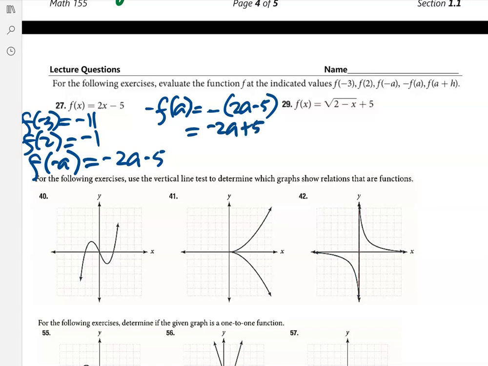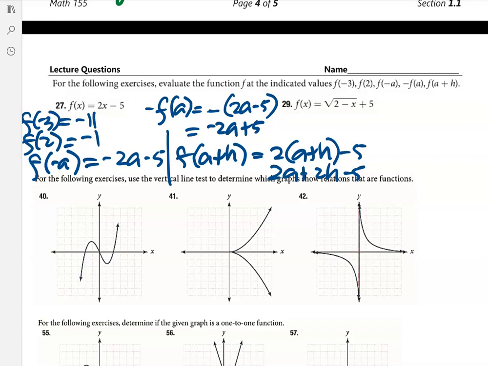And then the last one, f of a plus h. You plug in a plus h for x, so 2 times a plus h minus 5, so this is 2a plus 2h minus 5. Okay, that's number 27.